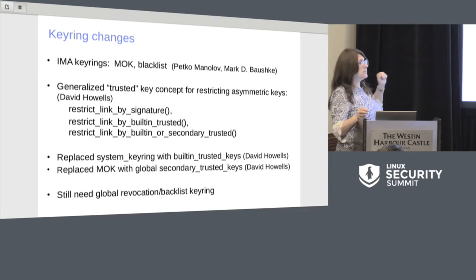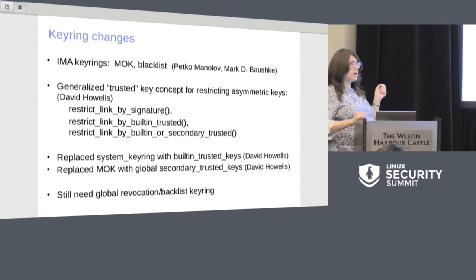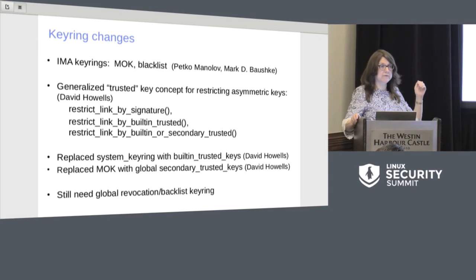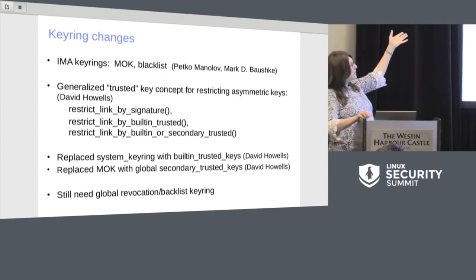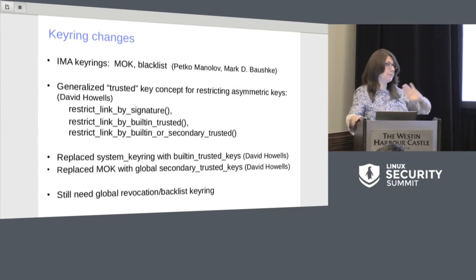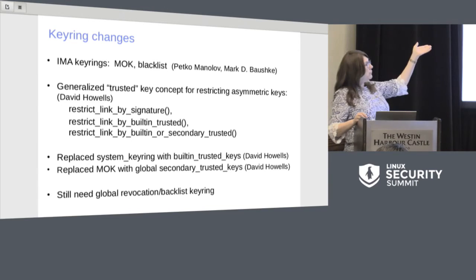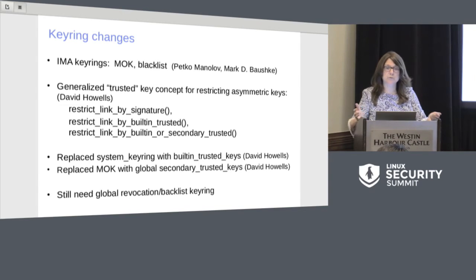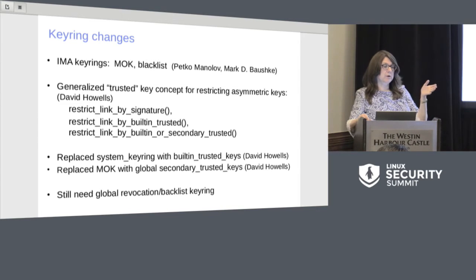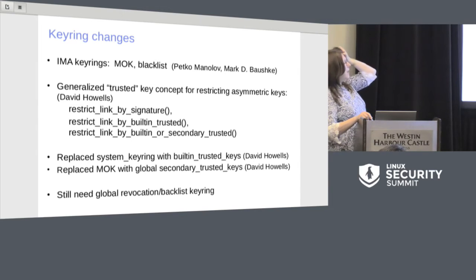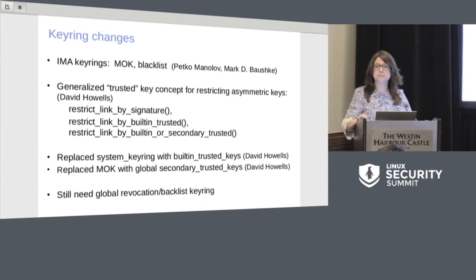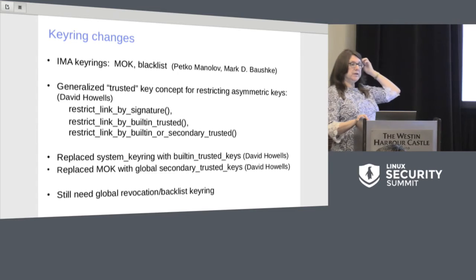And then David was able to generalize it. He generalized the concept by saying, OK, instead of it just being at the IMA level, it's now at the system level. It's at a global level. So the asymmetric keys can now be restricted by a signature, and we can say which signature. If everybody is aware of the system keyring, there are built-in keys that get loaded onto the system keyring, and the restrict link. So we now rename the system keyring to the built-in keyring, and the only thing on that keyring is the built-in keys.